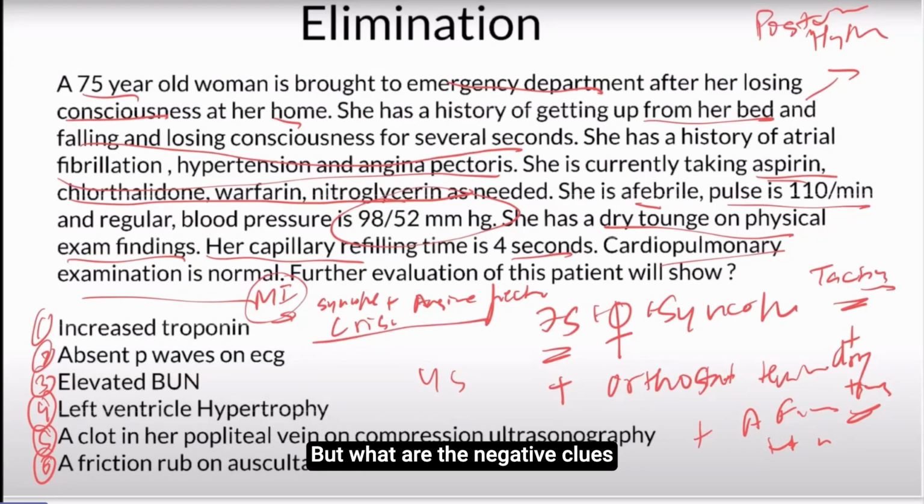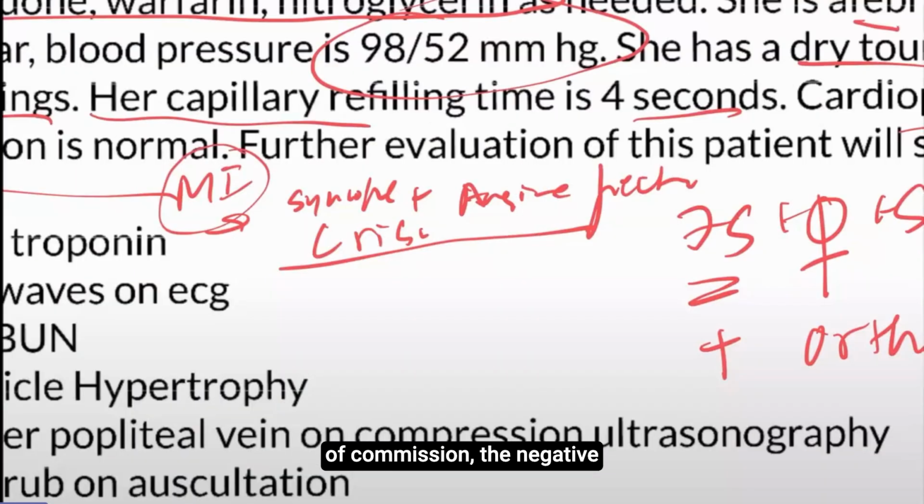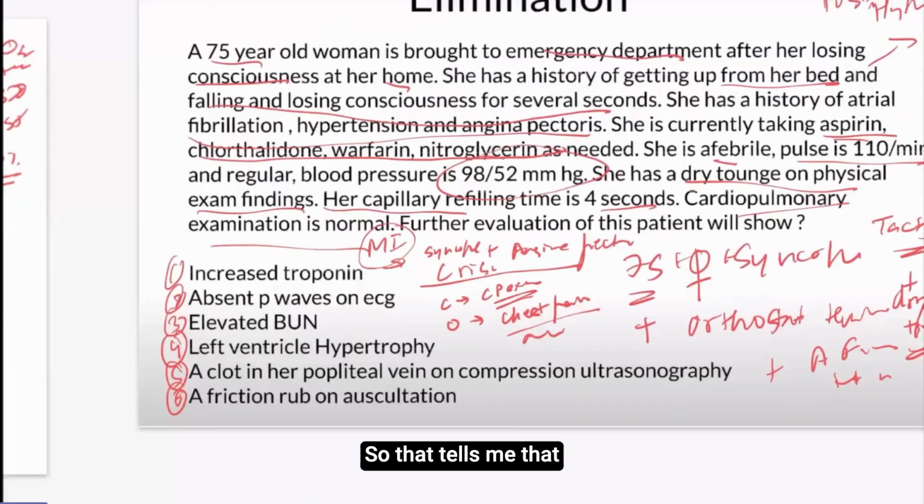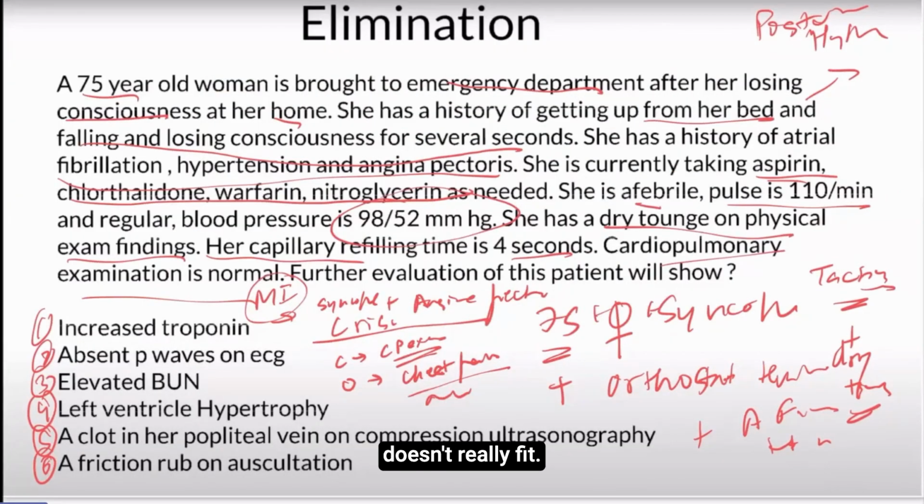But what are the negative clues by omission and commission? The negative clue you're getting here by commission is that the cardiopulmonary examination is normal. Negative clue by omission here is that she doesn't have chest pain or she doesn't have nausea. So that tells me that doesn't really fit. That doesn't really make sense. So I'm going to rule this out. Now, second, absent P waves on ECG.